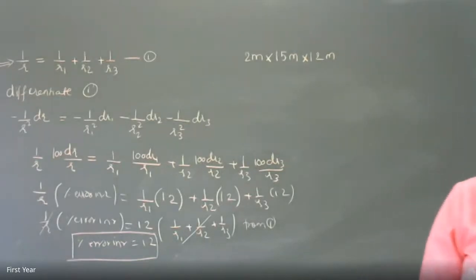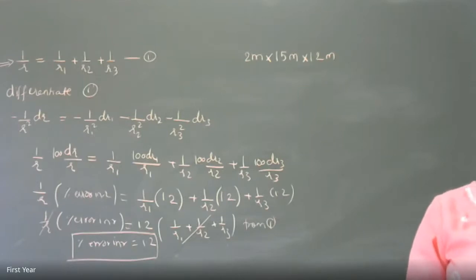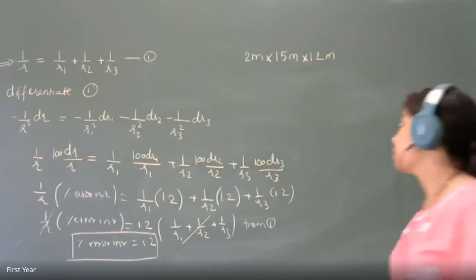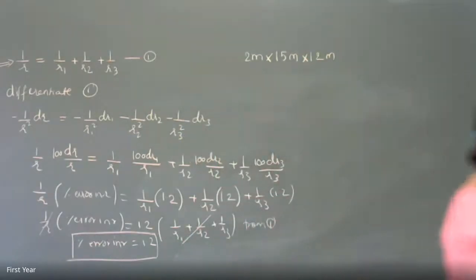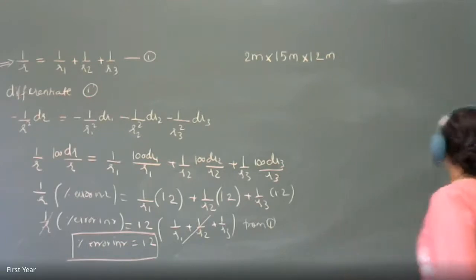If the count is 450 bricks per cubic meter, and bricks cost rupees 450 per thousand, then find the approximate error in the cost.